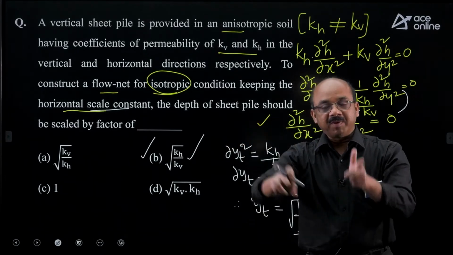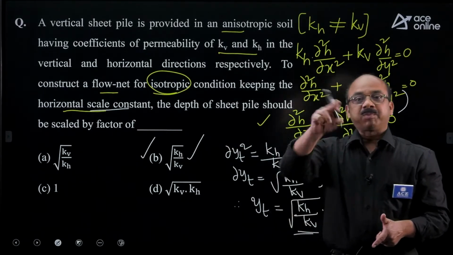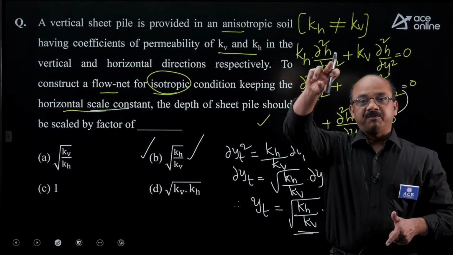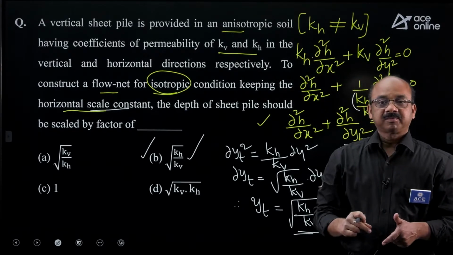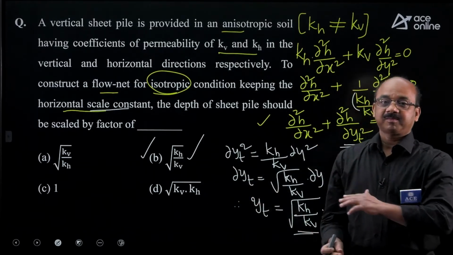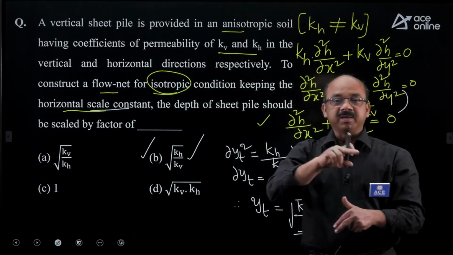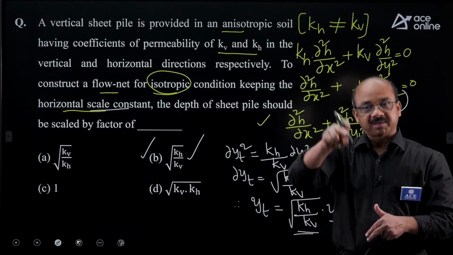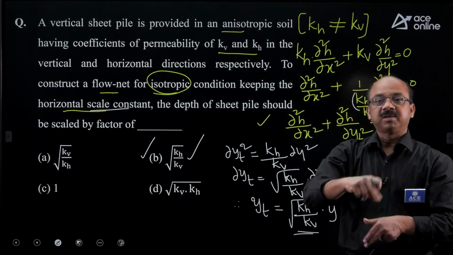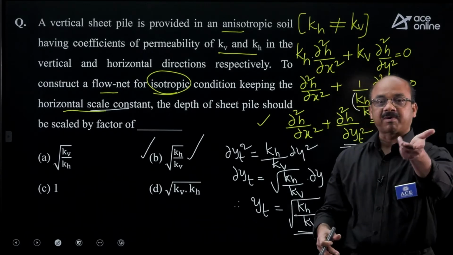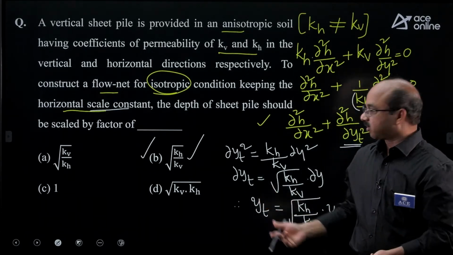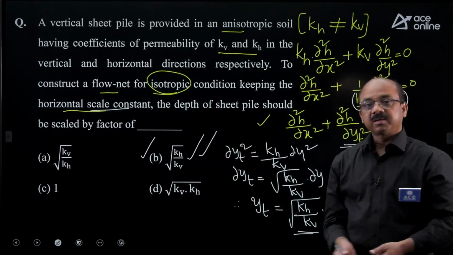Whenever you want to vary the x value, we multiply with the square root of Kv by Kh. But here the question is reverse. You have to keep the x value constant and vary the y value. Therefore, instead of the square root of Kv by Kh, you simply take the inverse: the square root of Kh by Kv. That is a shortcut way to solve this question.